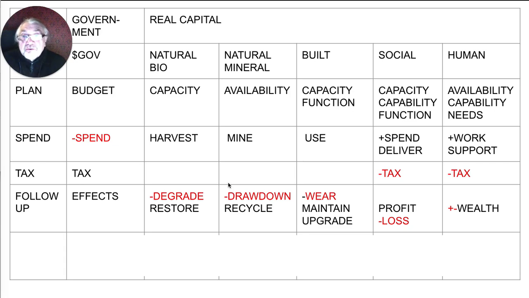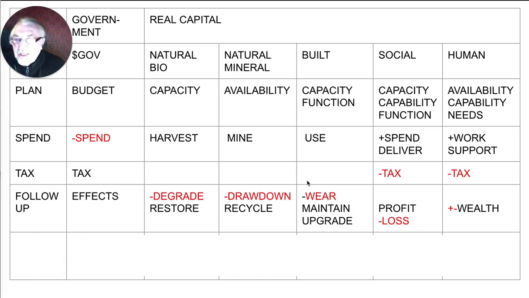The same thing is true with minerals. If we're going to draw down our mineral reserves, obviously we'll need to make sure that that doesn't get lost. So there should be a recycling. And this recycling and drawing down should be equivalent to what's needed. Built capital is interesting. Railways, they wear out. So railways need maintaining. And if we're going to increase capacity, function, then they need upgrading. So that's what happens during the year.